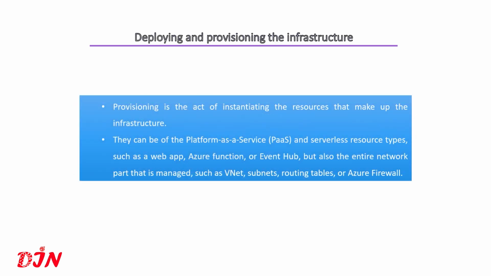Deploying and provisioning the infrastructure. Provisioning is the act of instantiating the resources that make up the infrastructure. They can be of the platform as a service and serverless resource types such as a web app, Azure Function, or Event Hub, but also the entire network part that is managed such as VNet, subnets, routing table, or Azure Firewall. For virtual machine resources, the provisioning step only creates or updates the VM cloud resource, but not its content. There are different provisioning tools we can use for this, such as Terraform, the ARM template, AWS CloudFormation, the Azure CLI, Azure PowerShell, and also Google Cloud Deployment Manager.